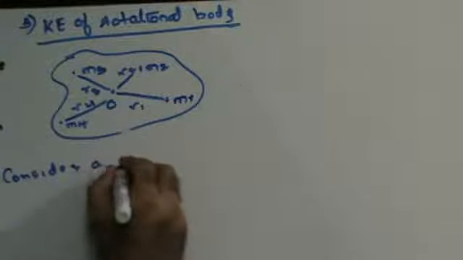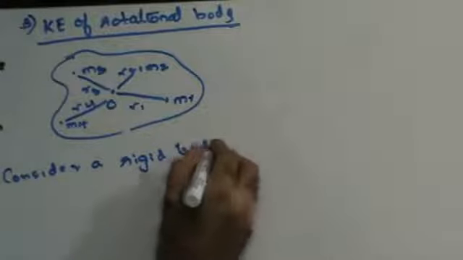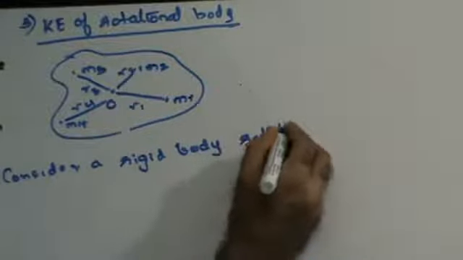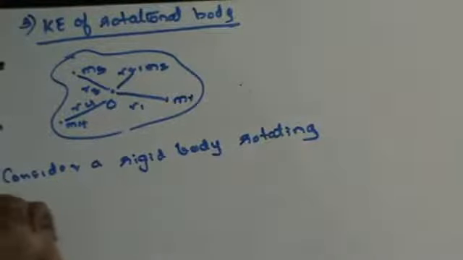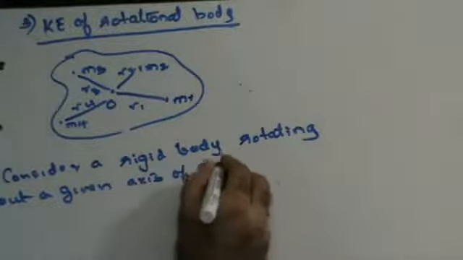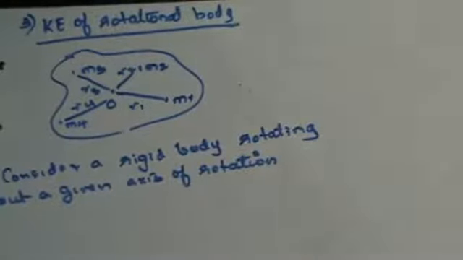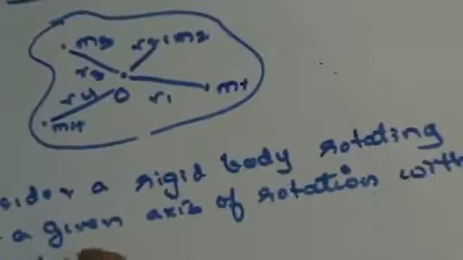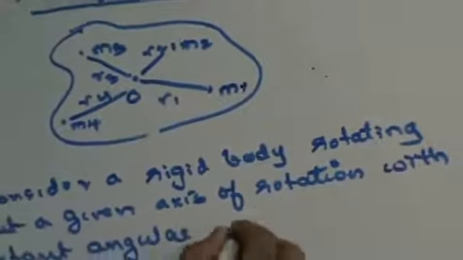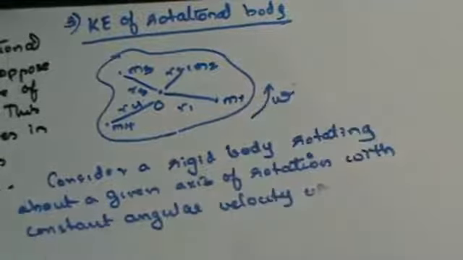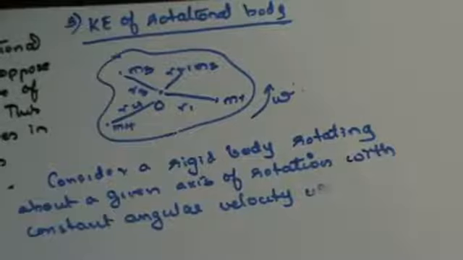Consider a rigid body rotating about a given axis of rotation with constant angular velocity omega. Let's assume that the body is rotating with an angular velocity of omega. Now, consider n particles.